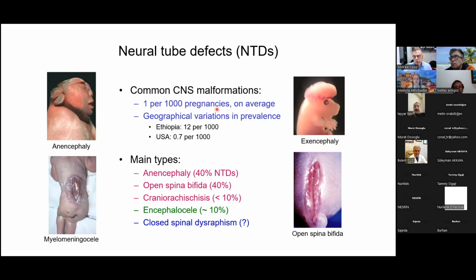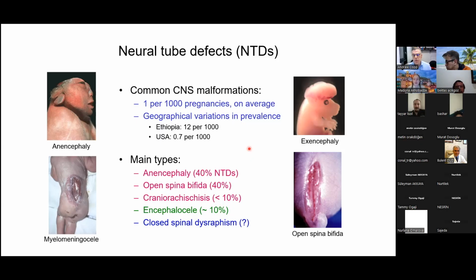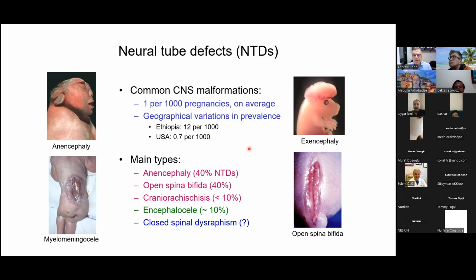So these conditions are common. On average, I suppose 1 in 1,000 pregnancies. I say pregnancies, not births, because of course many countries now have extensive prenatal diagnosis and termination of pregnancy programs, and so to express the frequencies in live births is inaccurate these days. So established pregnancies, but there are enormous geographical variations in prevalence.